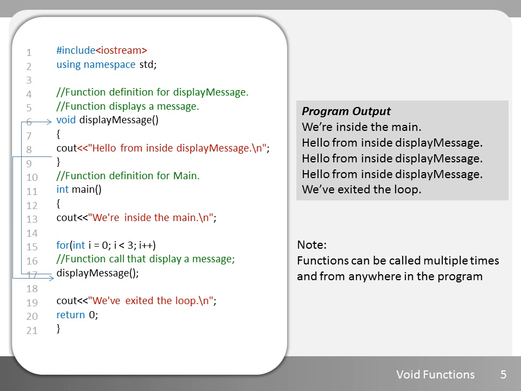First, the program will print "we're inside the main." Then on line 15, it encounters a for loop where i equals 0, i is less than 3, and i++. Inside the loop, there's a function call named displayMessage. It calls it once, and we go up following the arrow to line 6 to the function definition for displayMessage, and all it does is print hello from inside displayMessage.